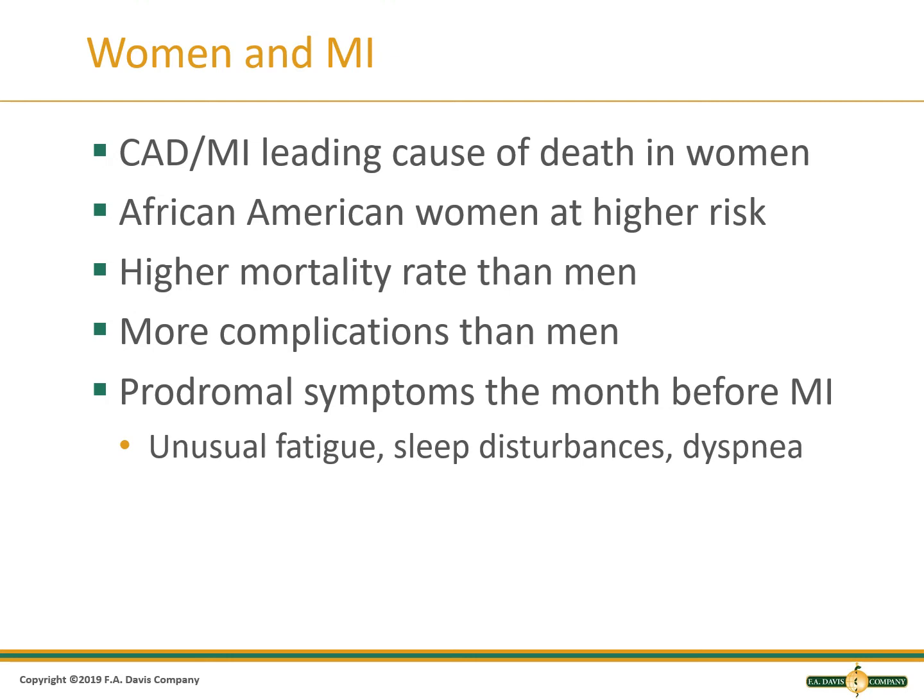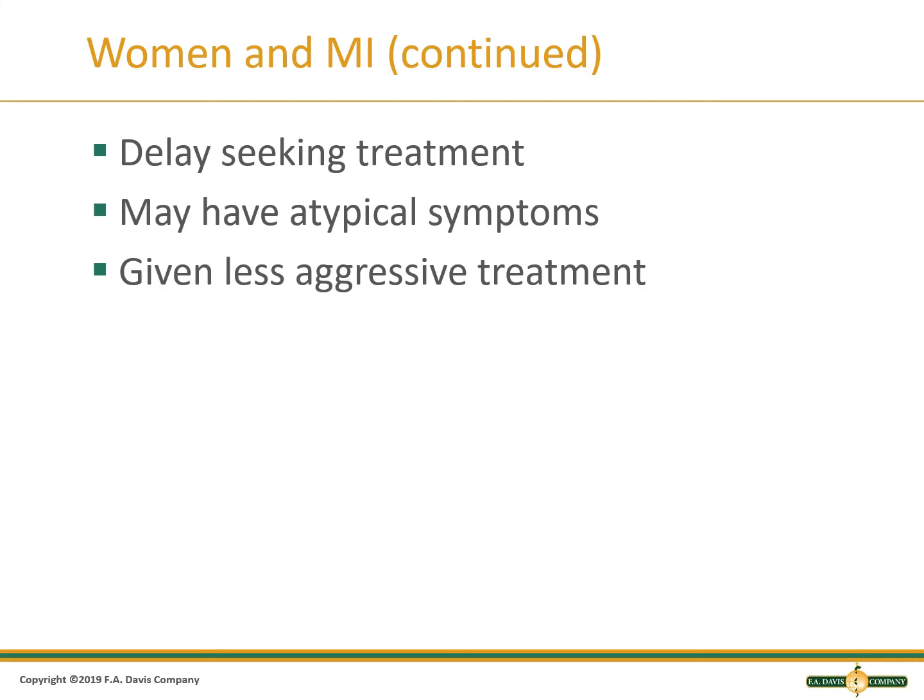Many women report having noted prodromal symptoms a month before an acute MI, including unusual fatigue, sleep disturbances, and shortness of breath. Typically, women often fail to recognize or deny the symptoms and wait to seek care. In addition to chest pain, women may also report atypical symptoms such as extreme fatigue, epigastric pain, jaw pain, indigestion, nausea and vomiting, dyspnea, shortness of breath, or cramping in the chest.